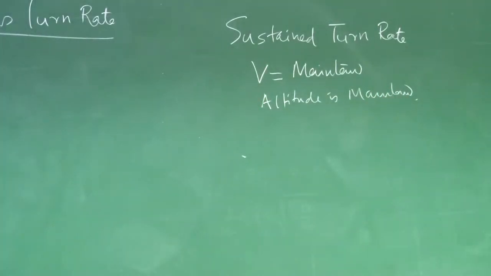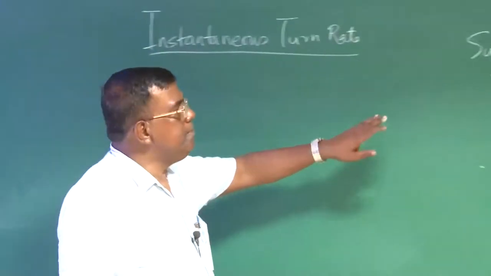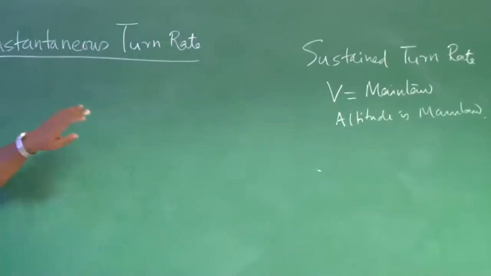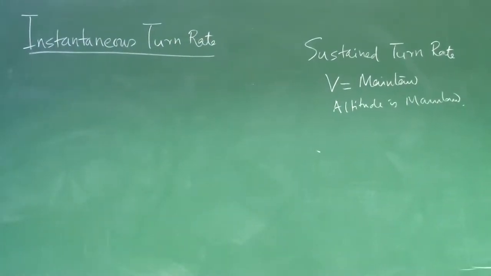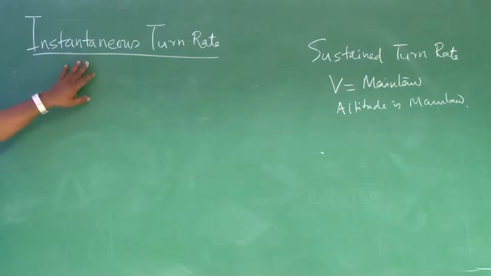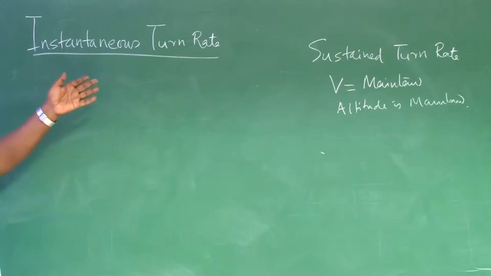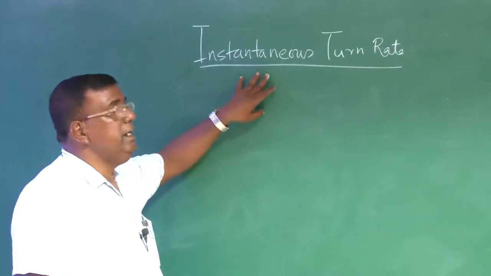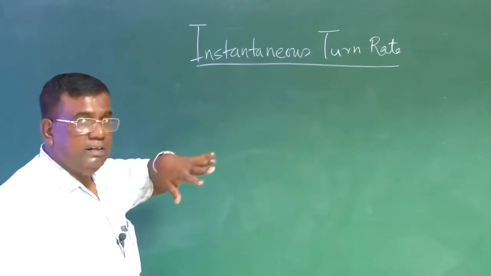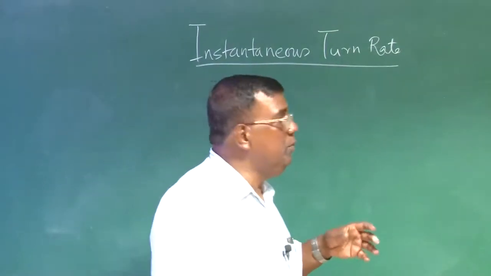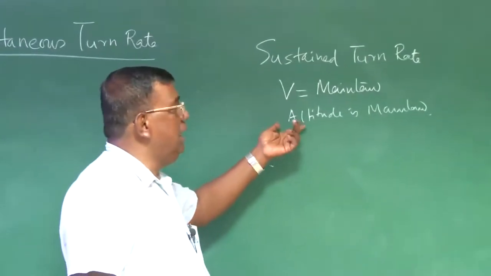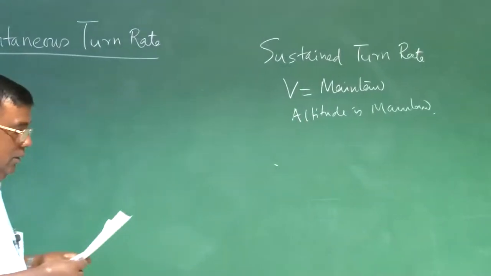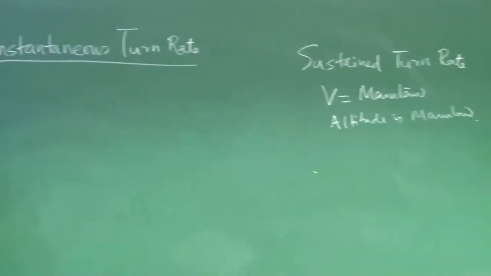So you have to really play with the thrust. Obviously you understand this is more demanding. So if you want to go for maximum turn rate, you prefer instantaneous turn rate. Or indirectly, I can say you can get higher turn rate if you are going for instantaneous turn rate, because for sustained turn rate, some part of the energy will be utilized in maintaining V and the altitude. Right. So we'll first talk about instantaneous turn rate.